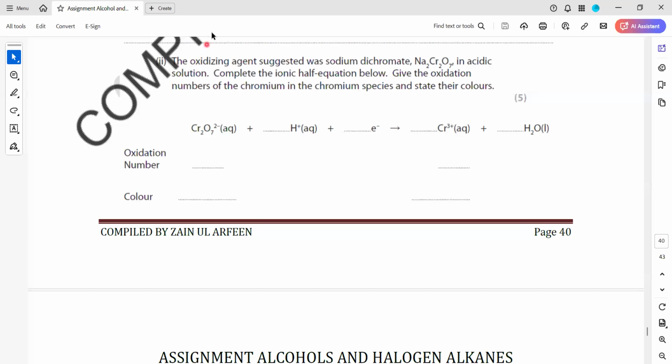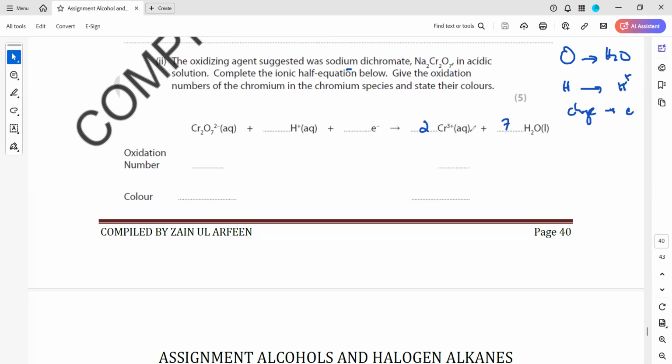Then we have the oxidizing agent suggested was sodium dichromate in acidic solution. Complete the ionic half equation. Remember, whenever we are balancing an equation, if you want to balance the oxygen, you add water. If you want to balance the hydrogen, you add protons, and then you balance the charge by electrons. Okay. So first Cr is 2 here, so I should put 2 because the chromium should be balanced. Then oxygen is 7. So how many water molecules do we need? We need 7 water molecules to balance this equation.